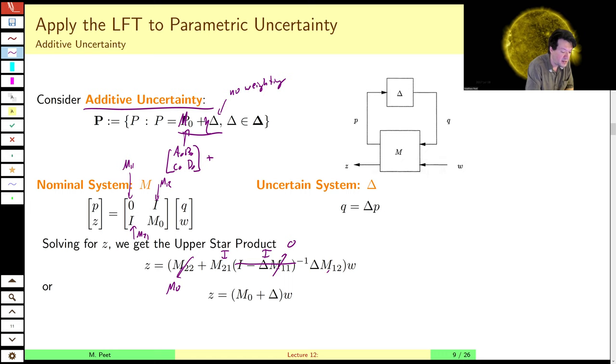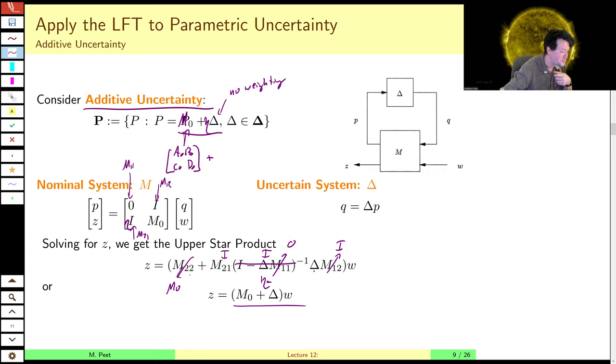So we just get the additive uncertainty: the nominal system here, plus delta times W. We could expand that: if we didn't make M21 identity, we could have M21 delta M12 here. Or if, for example, we had a weighting factor eta there, that could go into either of these two cases, but it would make more sense to put it here. So this is a way to get the additive uncertainty case through the upper feedback interconnection, although it's relatively straightforward, not very complicated.